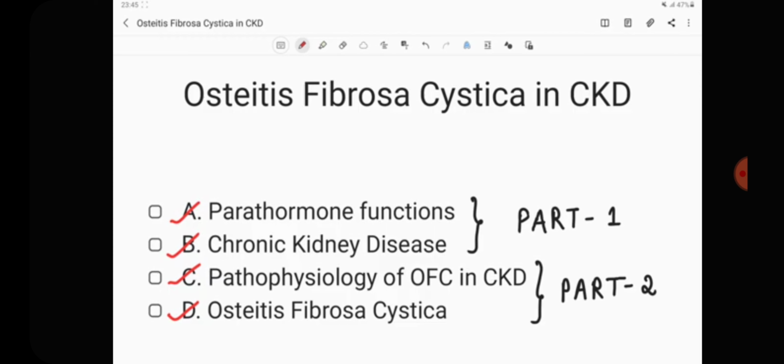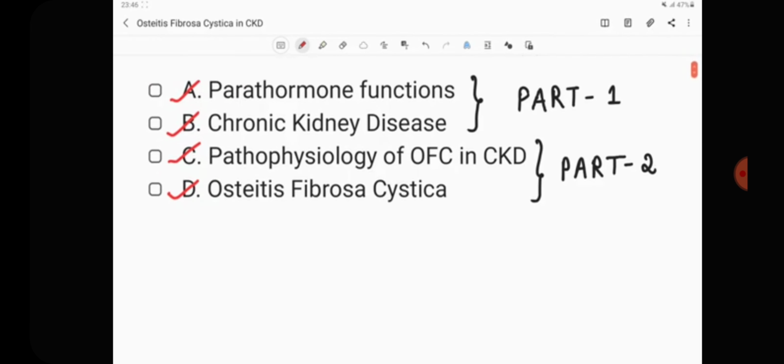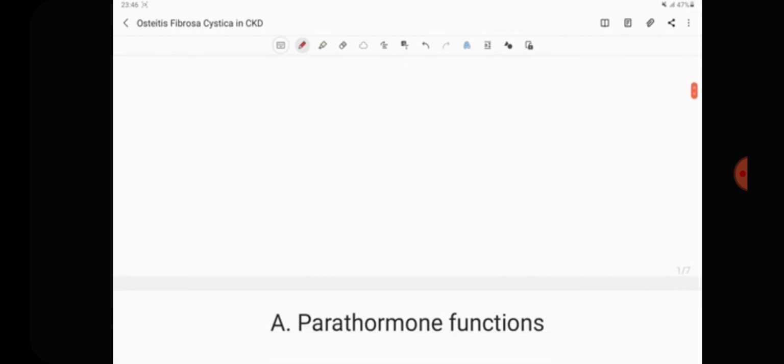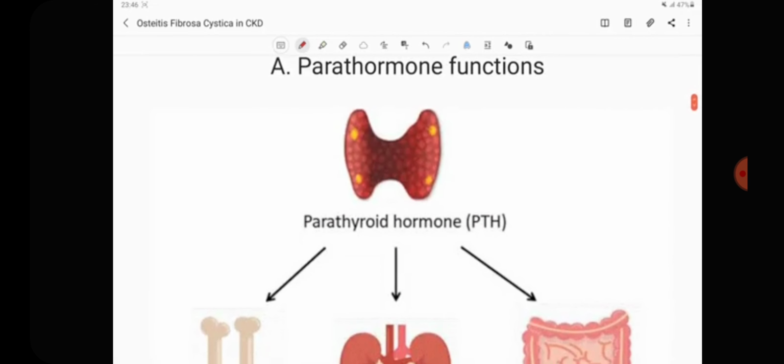So let's get started. Let's look at topic A, that is parathormone functions. Now, if you look at this diagram, this red or brown colored gland is the thyroid gland, okay? And you are looking at the thyroid gland from its posterior aspect. From the posterior aspect, these yellow colored glands are your parathyroid glands. They are 2 on each side, so 4 in total.